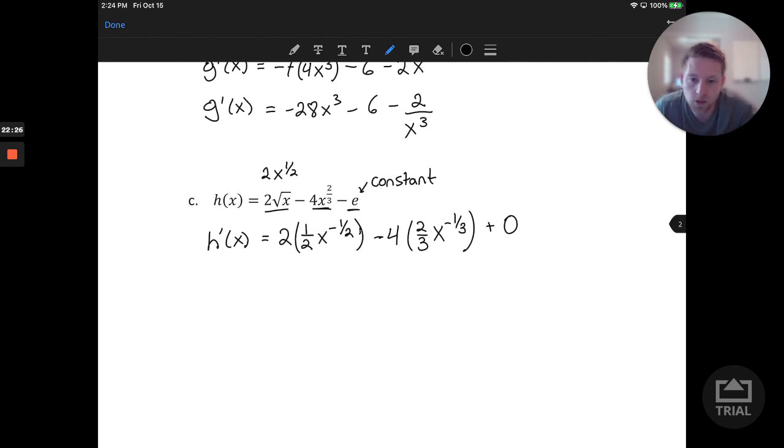We'll take a look at exponential derivatives as well, and those will have a derivative other than 0, but this is just its constant base e. So that's just a constant value.